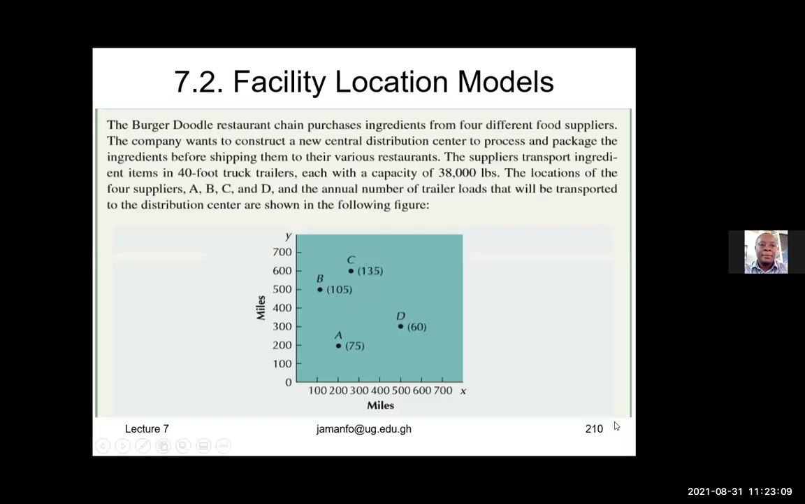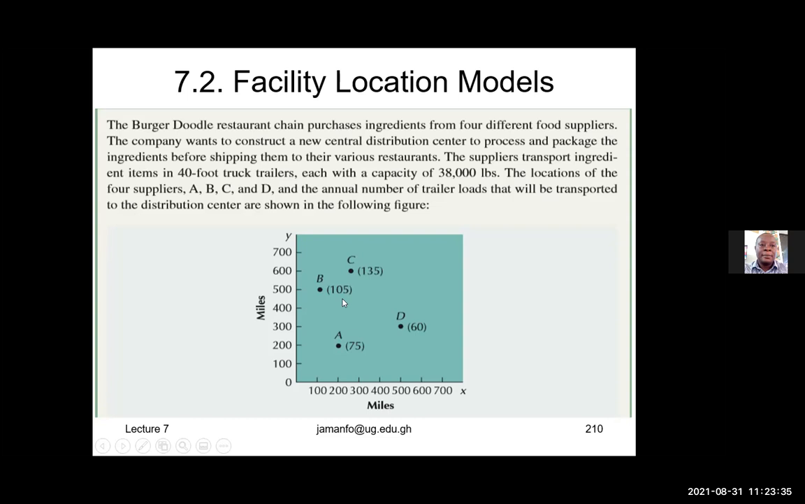Let's go to the graph. X equal to 238, maybe somewhere here. And then Y equal to 444. 444 will be somewhere here. So roughly, this will be the location for that central distribution center. Yeah, this will be the location.